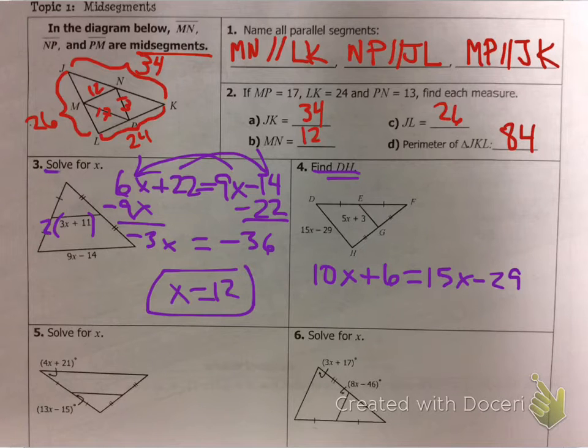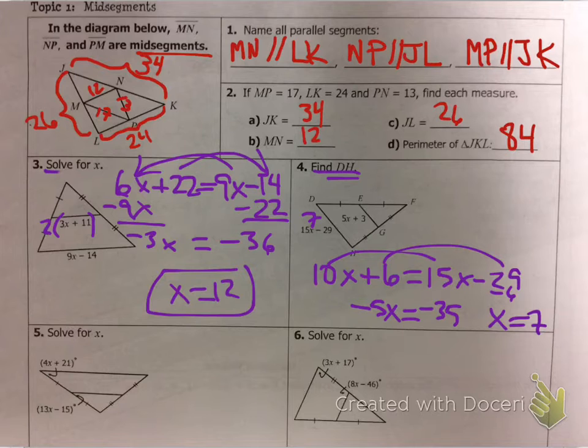Variables to the left, numbers to the right. That's going to give me negative 5x. And minus 6 here would give me negative 35. So x is equal to 7. But now you got to plug it back in here and say 15 times 7 minus 29. And when you do that, you should get 76. So DH here, because DH, we're looking for that one, is 76. Okay, so kind of keep that in mind and go from there.